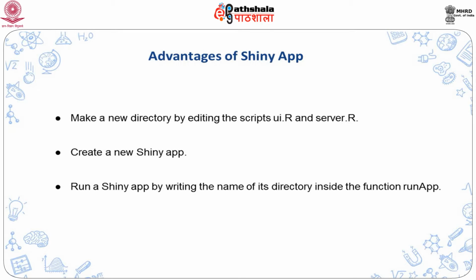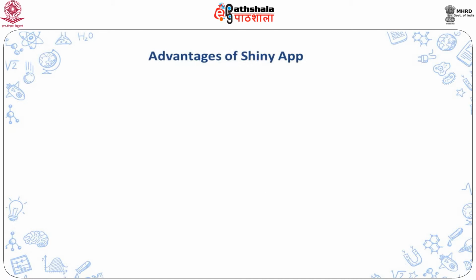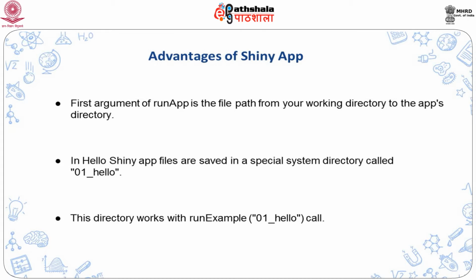In a Shiny app, there are two R scripts in each directory. You can make a new directory by editing the scripts UI.R and server.R, and thus you can create a new Shiny app. You can run a Shiny app by writing the name of its directory inside the function runApp. The first argument of runApp is the file path from your working directory to the app's directory. In the Hello Shiny app, files are saved in a special system directory called 01_hello. This directory works with the runExample 01_hello call that we have discussed here.